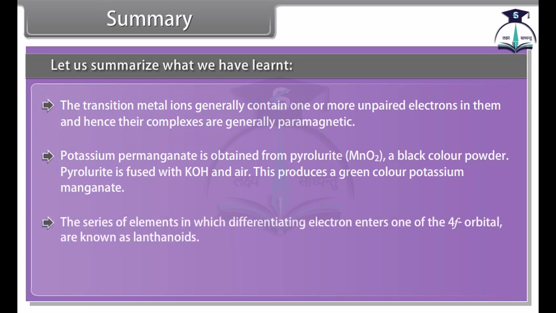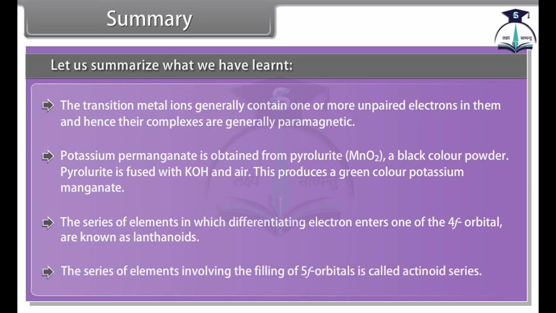The series of elements in which the differentiating electron enters one of the 4f orbitals are known as lanthanides. The series of elements involving the filling of 5f orbitals is called the actinoid series.